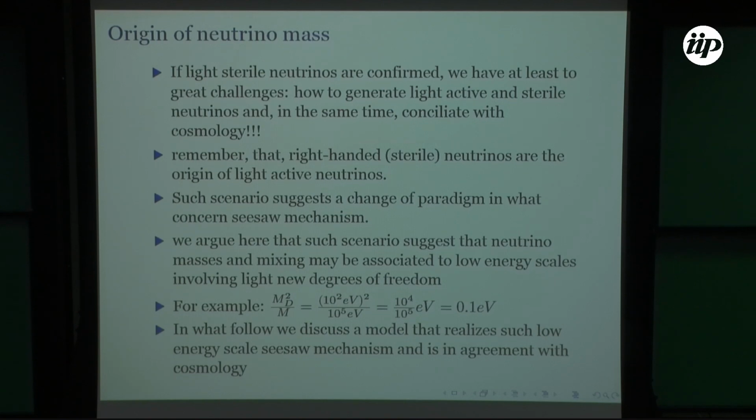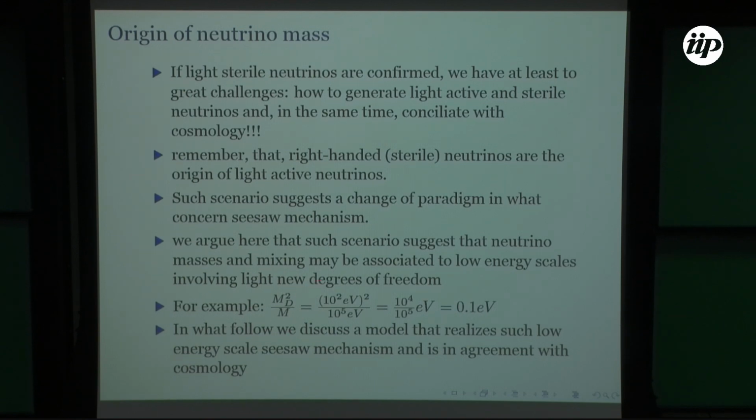Remember that the right-handed neutrino, through the seesaw mechanism, gives the heavy right-handed neutrino giving the origin of the light active neutrino. So if right-handed neutrinos are confirmed to be light, you have to change the paradigm of the seesaw mechanism. In other words, I suggest that the seesaw mechanism works at a very low energy scale. Is that possible? Of course it's possible, because the seesaw mechanism is that relation here.